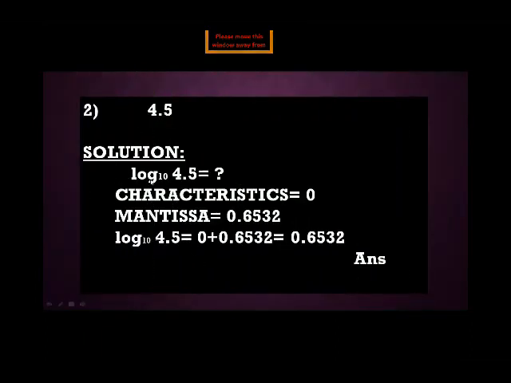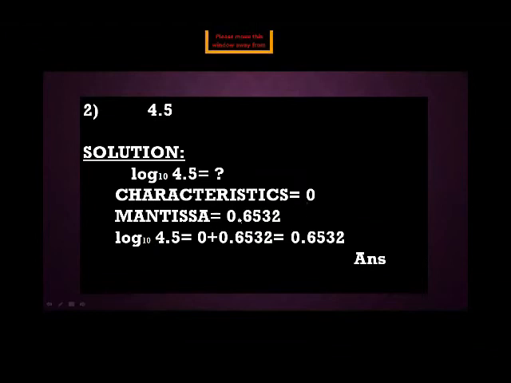Now another example, that is log of 4.5. First convert this into log form. Log with base 10 of 4.5 is equal to question mark. So its characteristic: how many numbers are there in its integral part? Only one number is there in its integral part, and 4.5 is greater than 1. So we will subtract 1 from the number of digits in its integral part. So again 1 minus 1 is 0. So its characteristic is 0.